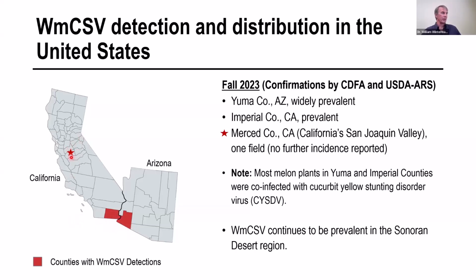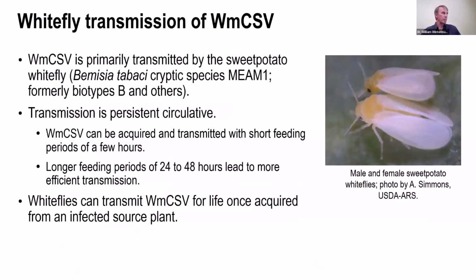There was also an identification of watermelon chlorotic stunt virus in Merced County. This was an early identification in a late season field, and the virus is not established in that region, so I have not highlighted Central California. This other production region here has not yet been infected by watermelon chlorotic stunt virus.